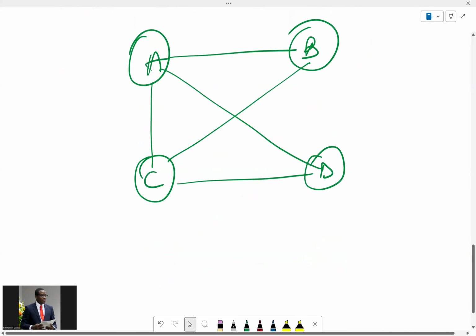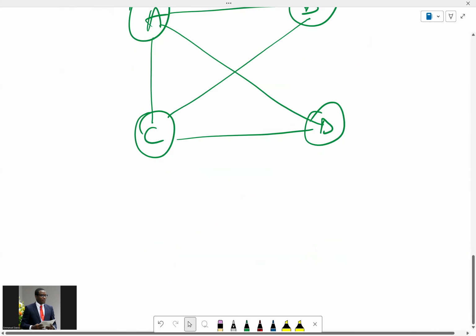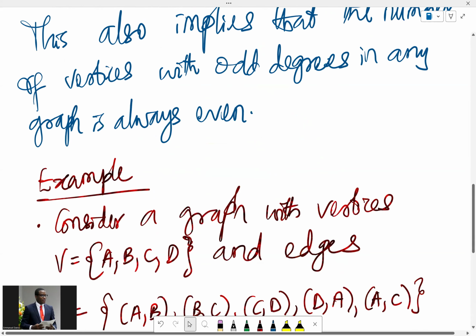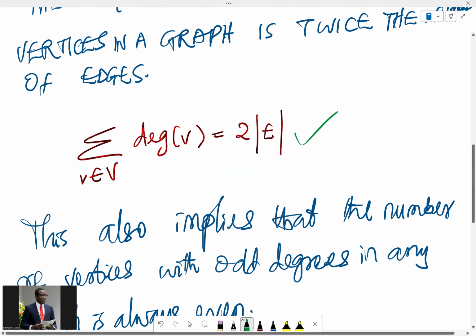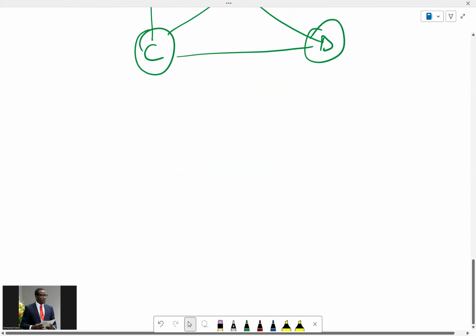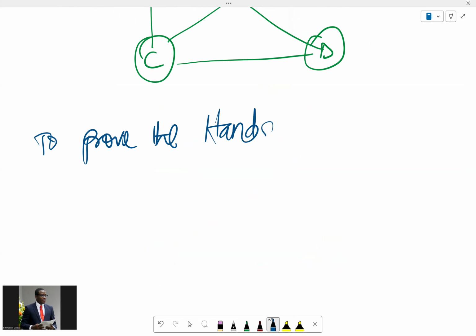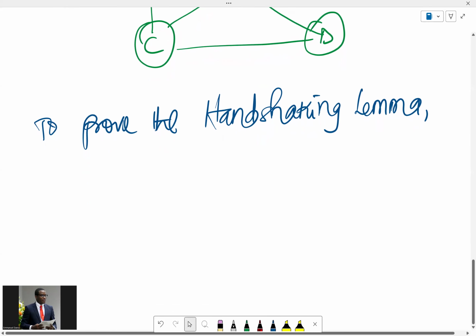What is the degree of A? It is an undirected graph. We want to establish, we want to prove this. So to prove the handshaking lemma, what happens? What is the degree of A?